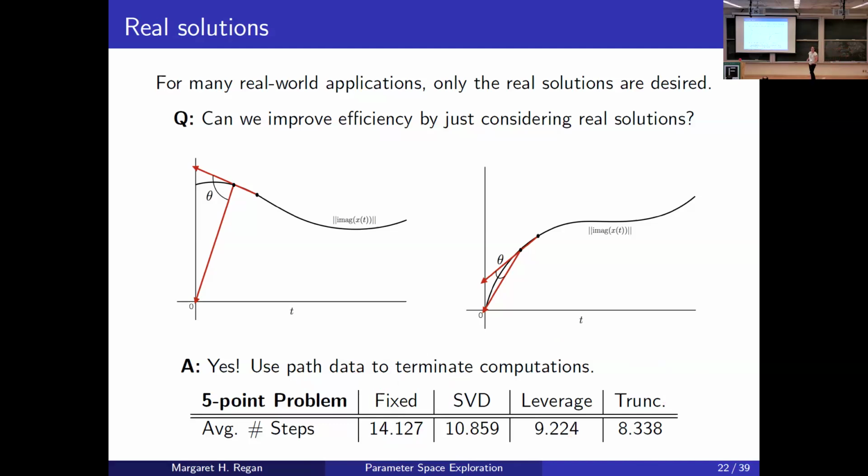I can talk more offline if you're interested in the other details of what the SVD, leverage, et cetera mean. But the key part is that we can decrease the number of steps if we truncate, so there is a computational benefit to getting rid of things. The question becomes, do you still get all the real solutions that you want? For the 5-point problem, we knew which ones we wanted, so we could set the heuristic to be what we needed it to be.